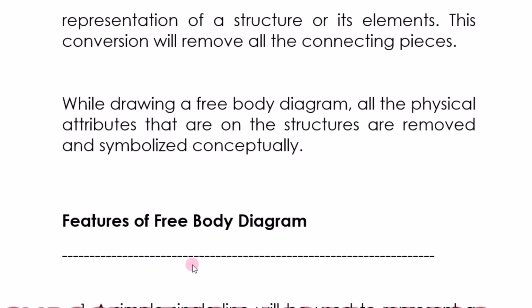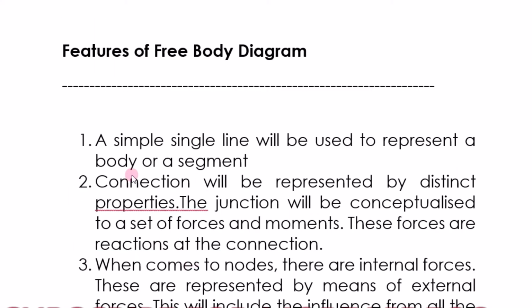Features of the free body diagram. A simple single line will be used to represent a body or a segment. As I told you, the cables were represented by single lines. We make it easier for us to understand and analyze properly. The connection will be represented by distinct properties. Now, a connection can be pinned or it can be a fixed support or anything like that. In civil engineering, if you look into the study of different kinds of supports, a pin joint, a roller support, or any other junction is given a different representation.